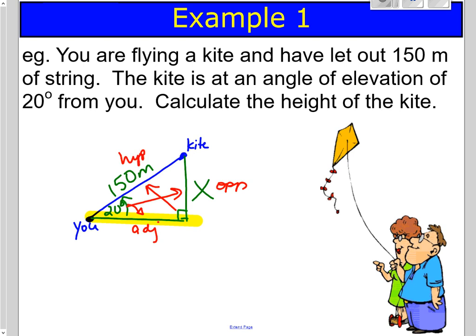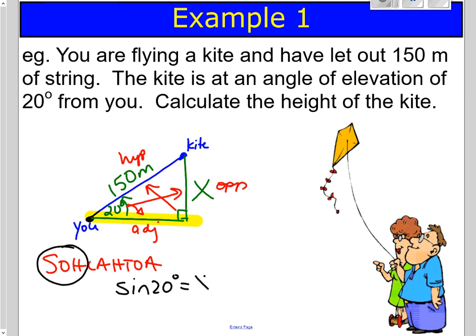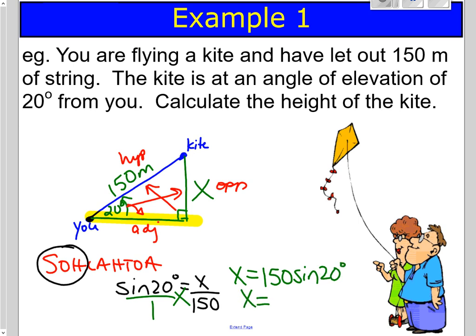And now setting up my trig ratio. I'm looking for my opposite. I have my hypotenuse. Using SOHCAHTOA, which one is opposite and hypotenuse? Well, of course, that's sine. Sine is opposite over hypotenuse. So the sine of 20 degrees is equal to my opposite side, x, over my hypotenuse, 150. From here, we're going to cross multiply. 1 times x is x, and x equals 150 sine 20 degrees.